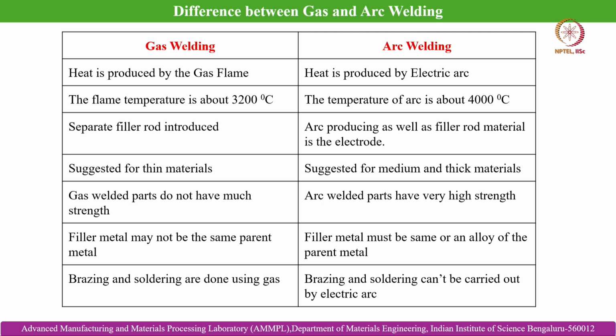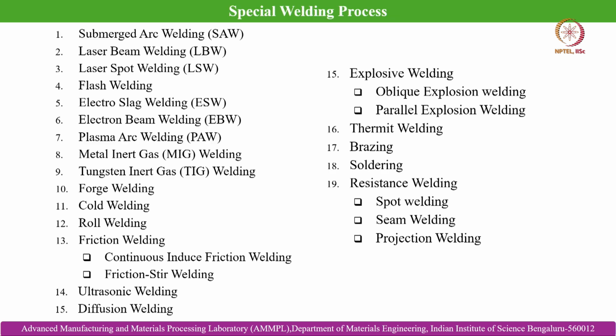Brazing and soldering are done using the gas welding technique, whereas in arc welding, brazing and soldering cannot be carried out by electric arc, because brazing and soldering deal with very low temperatures. We will discuss them in detail later. So there are some special welding processes that we will be discussing next, in the next class.